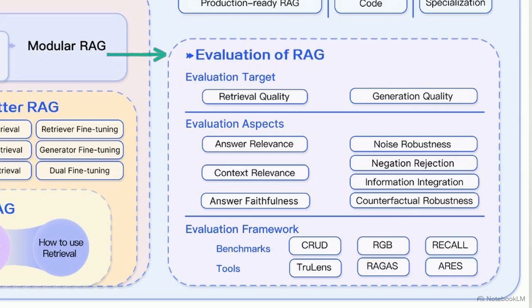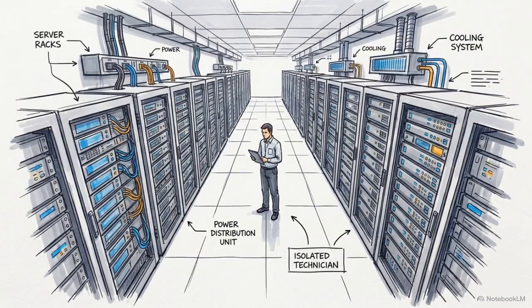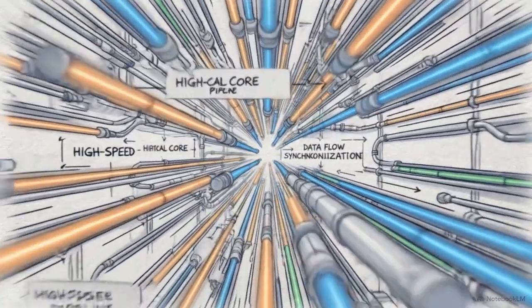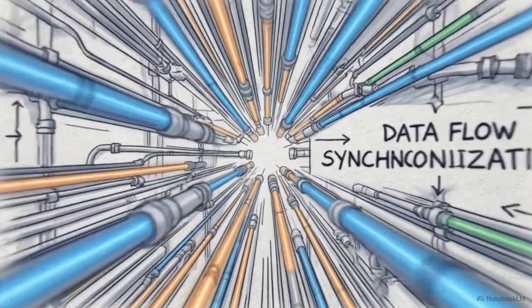Looking at the evaluation of RAG section on this ecosystem map, we implement frameworks to systematically track answer relevance and noise robustness. This gives us hard numerical data on hallucination rates over time. Deploying true enterprise AI requires letting go of the language model itself. The reliability of your final product depends entirely on the continuous measurement, optimization, and rigorous engineering of the data infrastructure feeding it.